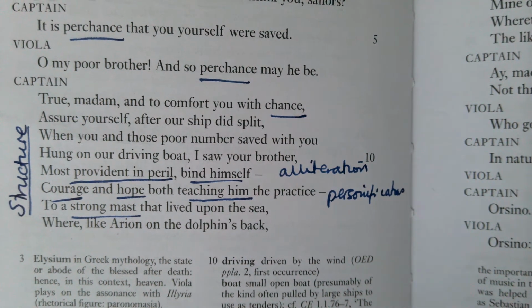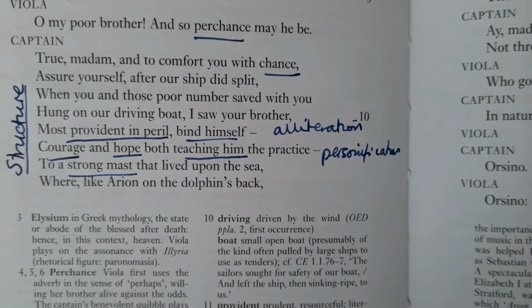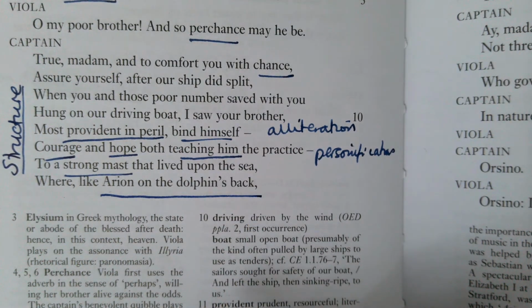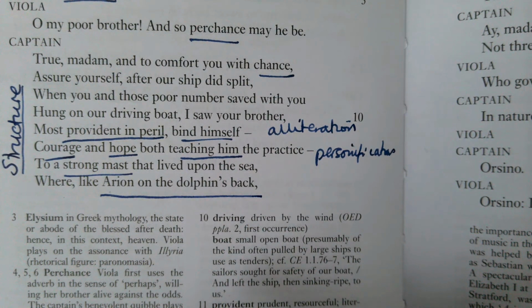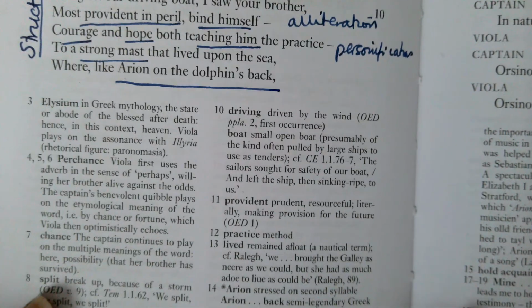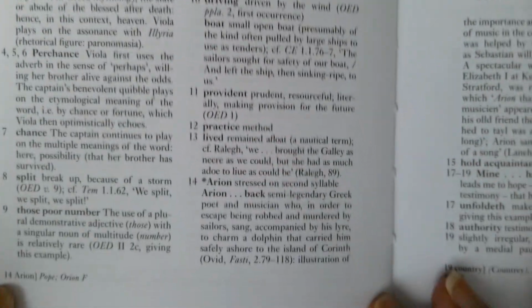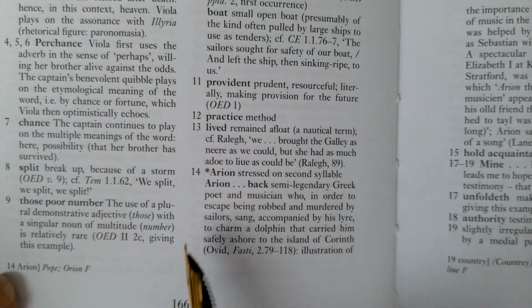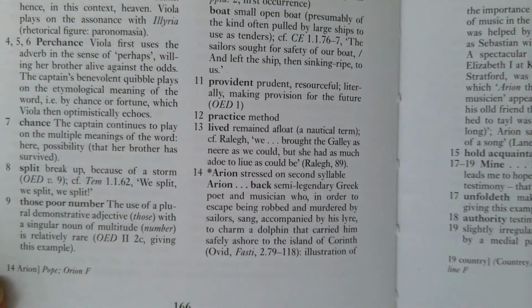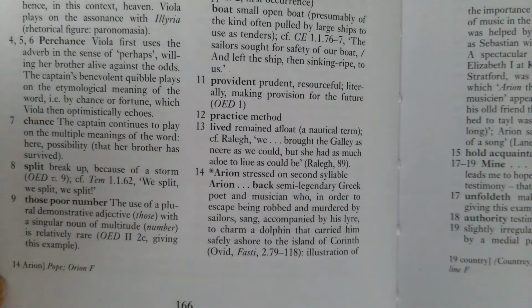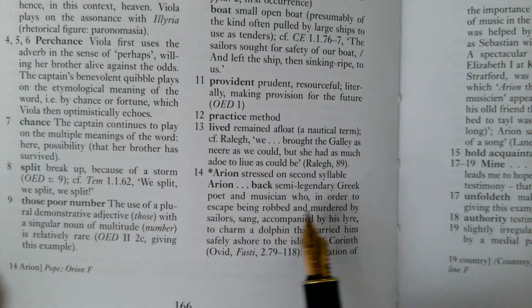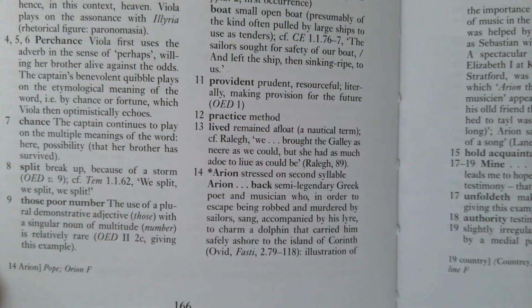Don't say I don't teach you good life stories, though. Because look, that's what happened to Sebastian. He, like Arion on the dolphin's back, rode that mast. And how do I know about Arion? Because I'm a genius? No, not a word you could ever use to describe me. Because I've read my notes at the bottom of the Arden. But what effect does this create then? If we compare Sebastian to a semi-legendary Greek poet and musician.